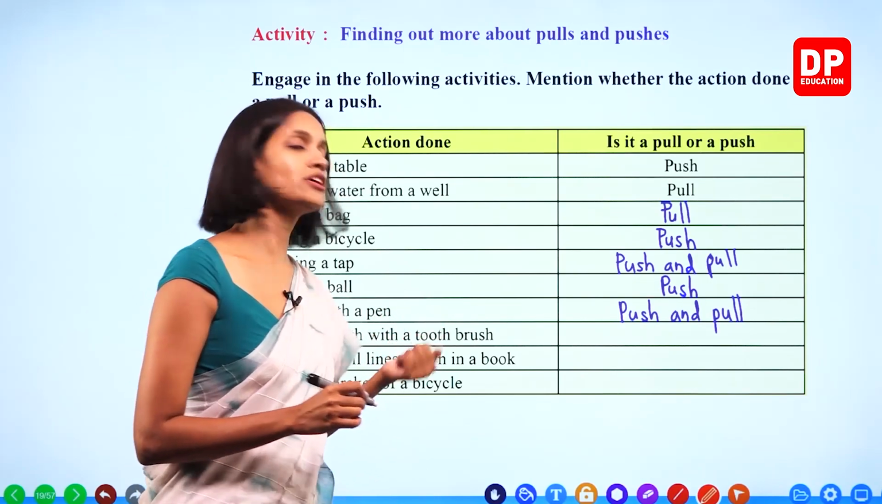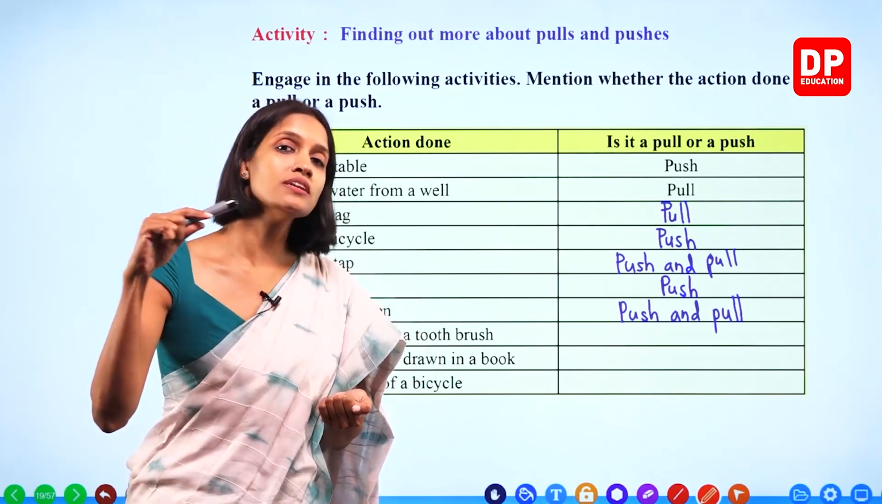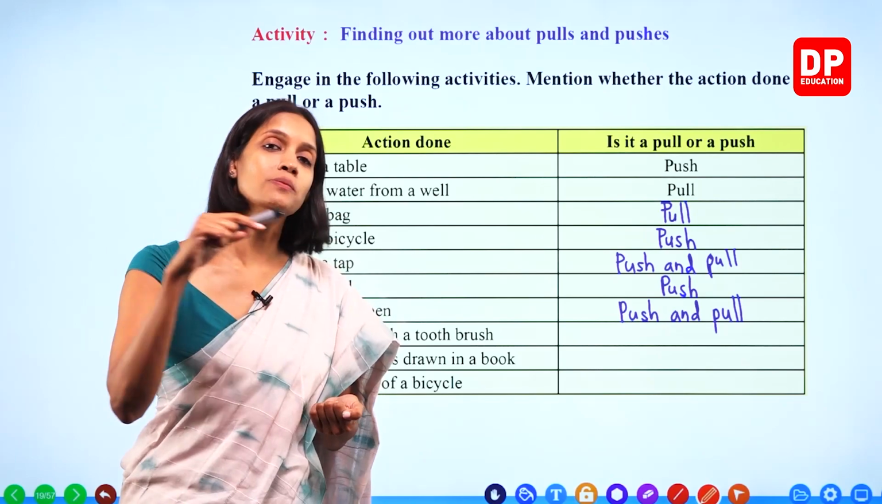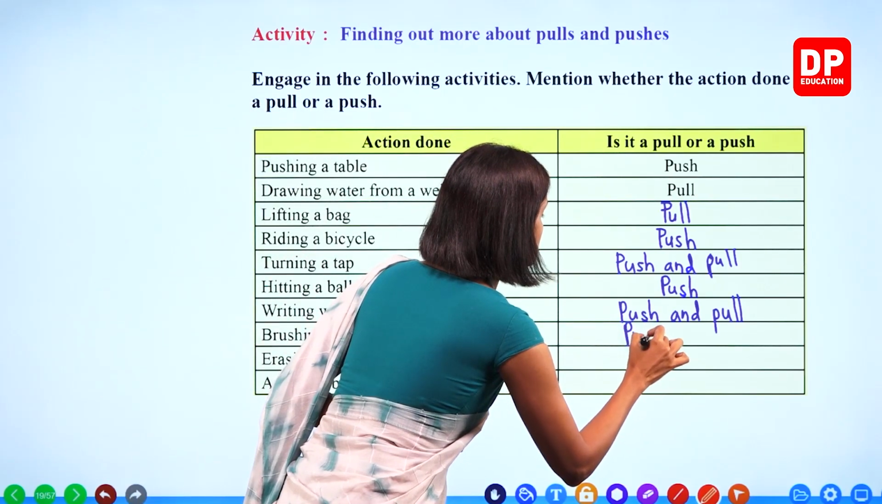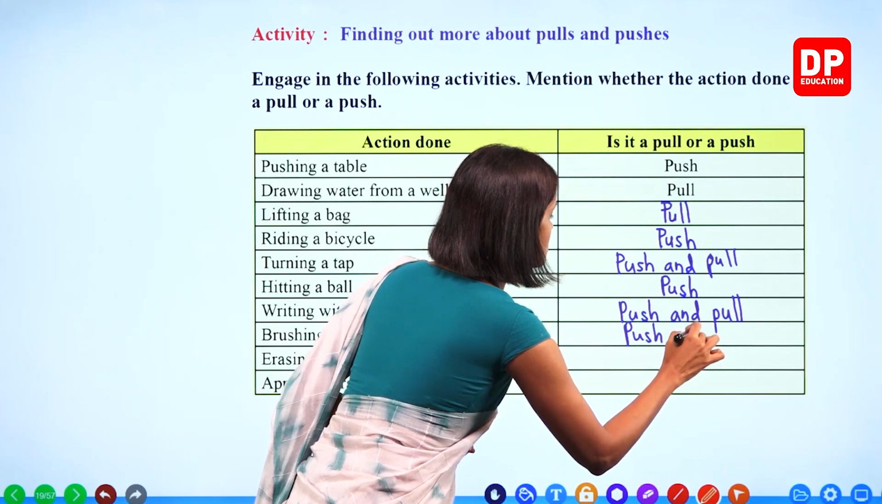Brushing teeth with a toothbrush. Push, pull, push, pull, likewise. Push and pull.